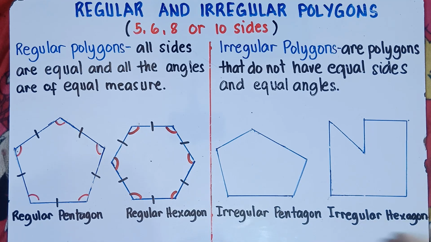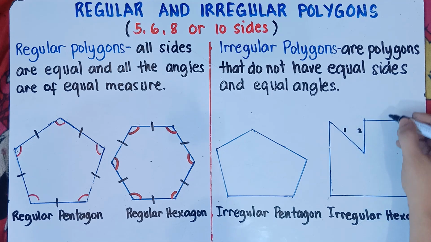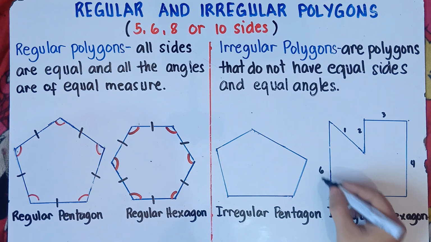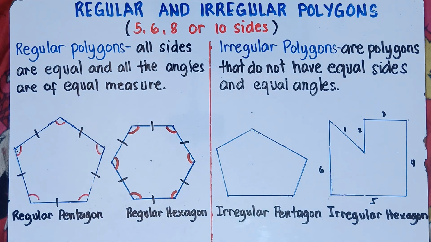Same with this one, an irregular hexagon. We have 6 sides, so let's count the number of sides. 1, 2, 3, 4, 5, then 6. 6 sides, and the sides are not equal as well as the angles. So we call this an irregular hexagon. I hope you understand, class, regular polygons and irregular polygons.